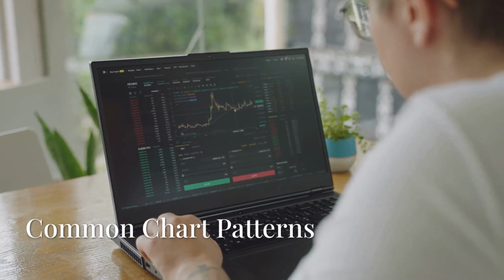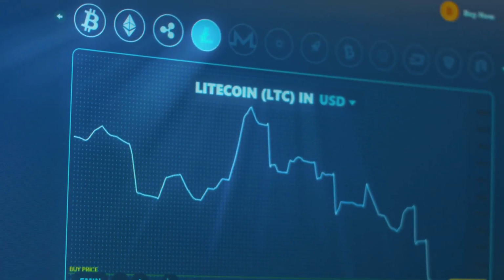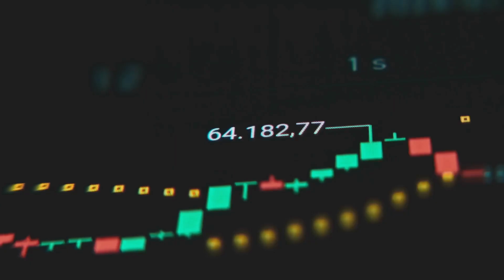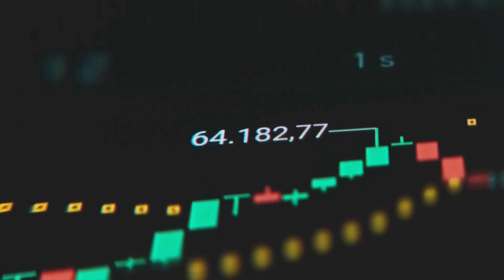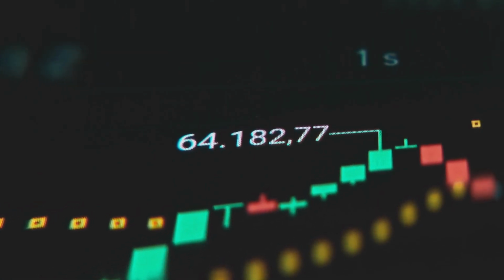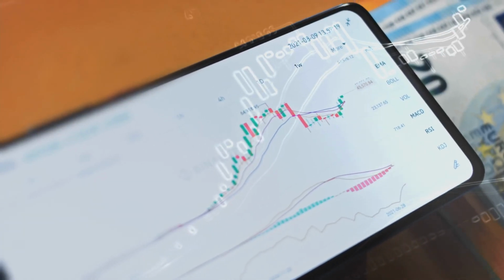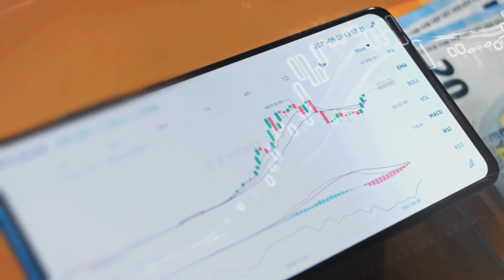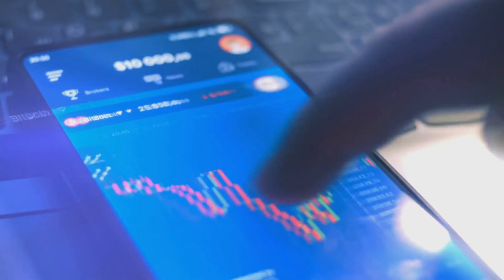Once you understand trends, the next step is recognizing chart patterns, visual clues that hint at what might happen next. One powerful pattern is the double top. It looks like an M and often signals a reversal from uptrend to downtrend. The opposite, the double bottom, looks like a W and can signal a bounce upward. Then there's the head and shoulders pattern. A peak, the head, between two smaller peaks, the shoulders. It often shows up before a big drop, especially after a strong uptrend.